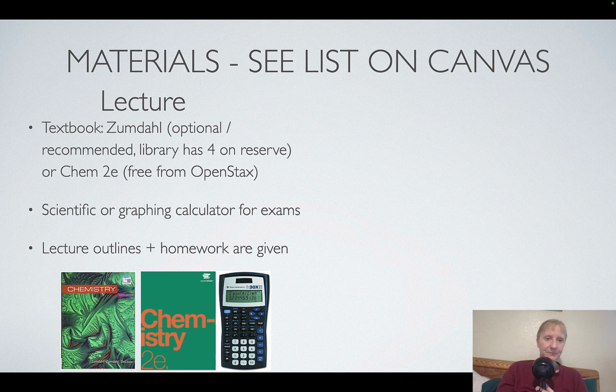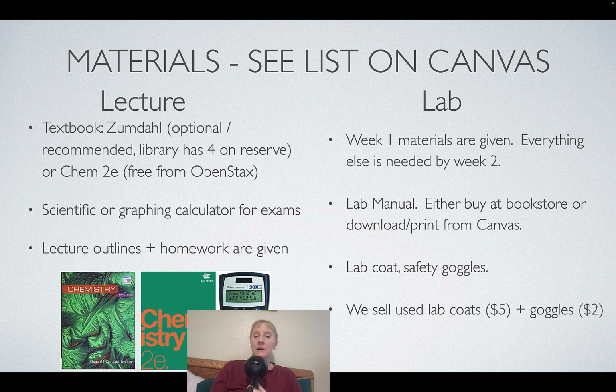In terms of lab, there's a few things you have to buy. One is week 1 stuff. I give you everything, but you're going to need to buy some things to be ready for week 2. One of the things is the lab manual. This is where the lab and activity instructions and report sheets are in. We have them at the bookstore that you could buy. It's already printed, double-sided, ready to go.